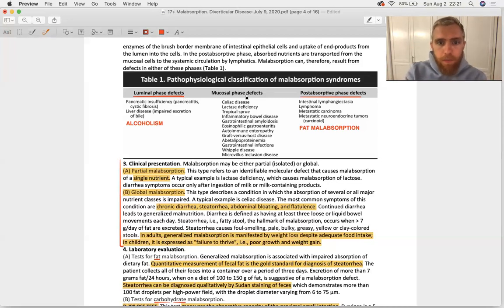So everything mucosal phase is talking about problems due to poor enterocyte function. Now, the luminal phase defects are not talked about too much in this SDL, but they're still very important to note. Pancreatitis is an important disease to recognize. It can turn acute pretty quickly. And then liver disease is pretty common, and bile duct diseases also.